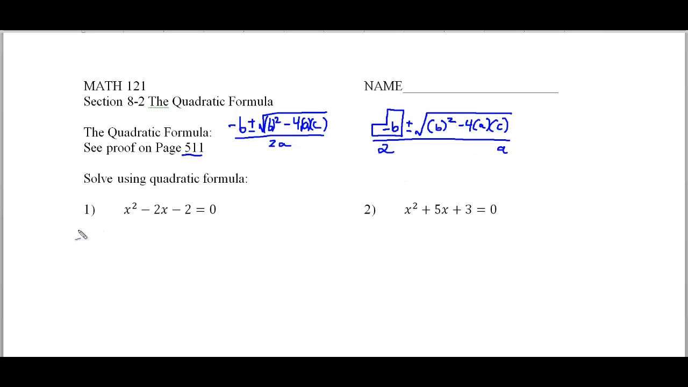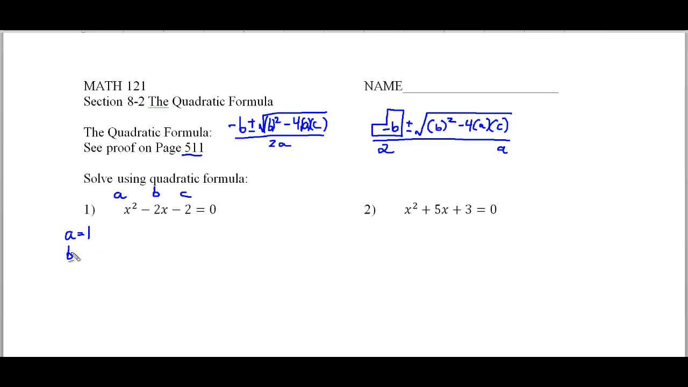Now, if you're looking at the quadratic formula, the first thing you need to do is figure out what your a, b, and c is. And your a is the coefficient of x squared, b is your coefficient of x, and c is the constant term, or the y-intercept of your problem. So what we're going to do is we're going to take a look at this whole thing where we're going to label our a, b, and c and then plug it into the quadratic formula above.